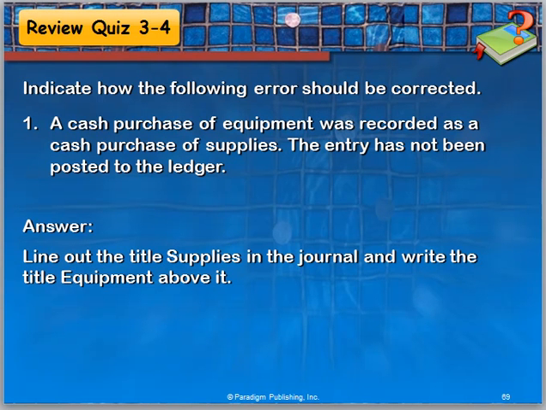If we had a cash purchase of equipment recorded as a cash purchase of supplies, that would mean it's still in the journal and it's not been posted to the ledger. So all we would have to do is line out the title supplies in the journal and write the correct title equipment above it.